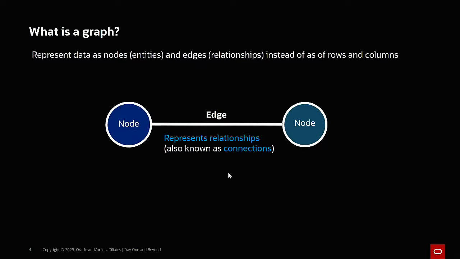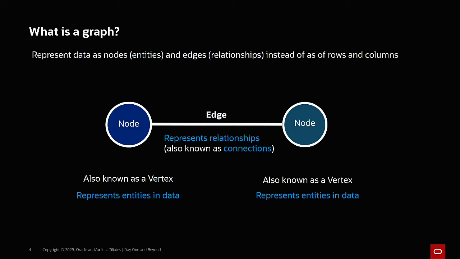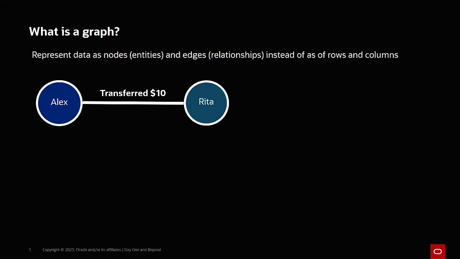So, some terminology. You have nodes, also known as a vertex, and then edges, also known as connections or relationships. As I was saying, nodes or vertices represent things in the data, and edges represent the relationship between them. And here are a few examples. If you have a database of, let's say, your customers in something like a payment solutions app, every customer is a node or an entity in your data, and when one customer transfers money to another customer, that's the relationship between them, and that's the edge.